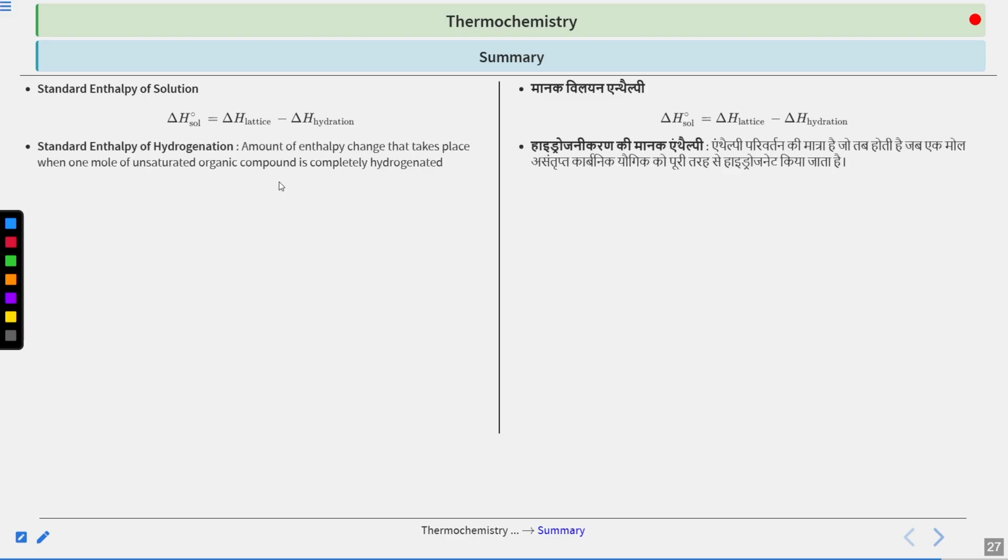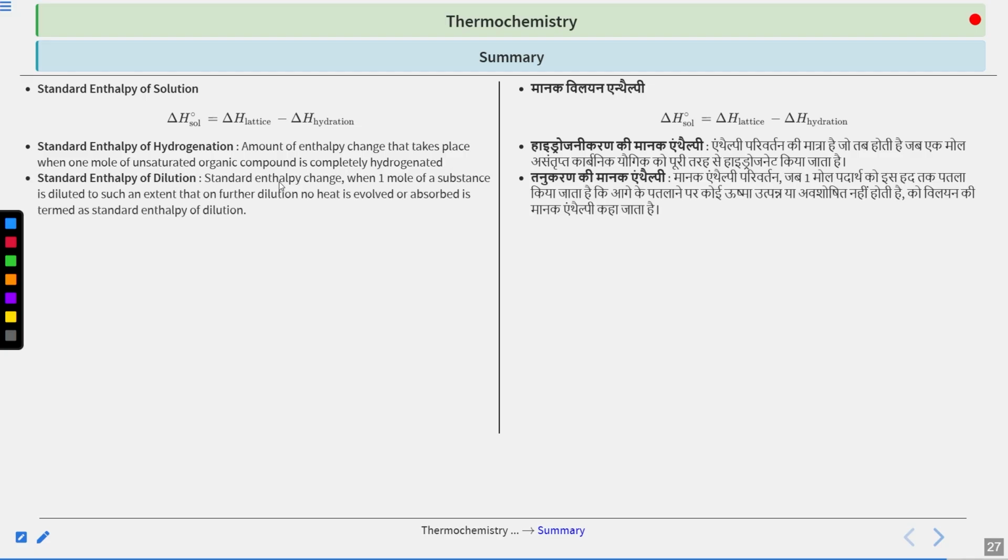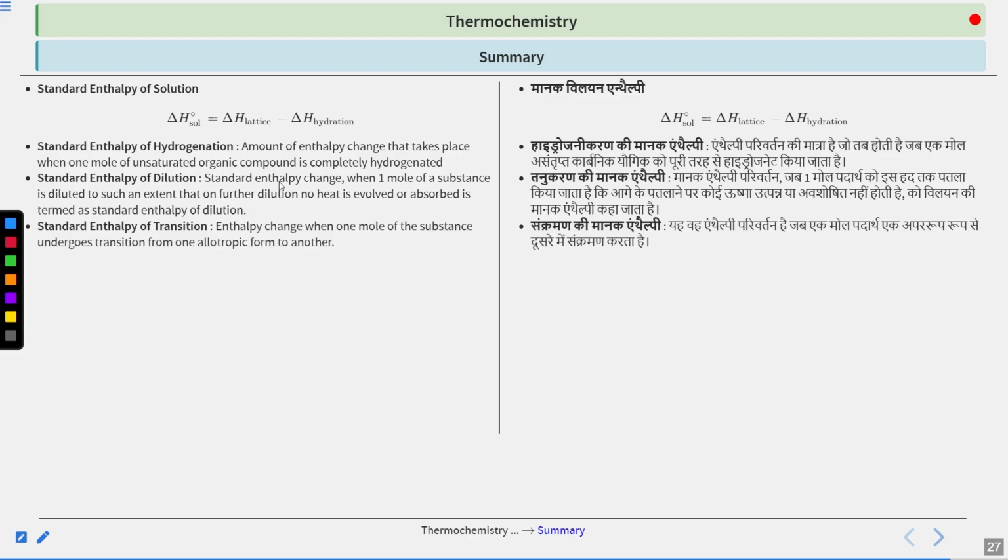Now what is standard enthalpy of hydrogenation? We have seen that. So it is basically the conversion of 1 mole of unsaturated compound into saturated one, like ethene or butene. After that, you have dilution. We have seen that. So if you are diluting a substance so that no heat is involved further, then it is called standard enthalpy of dilution.